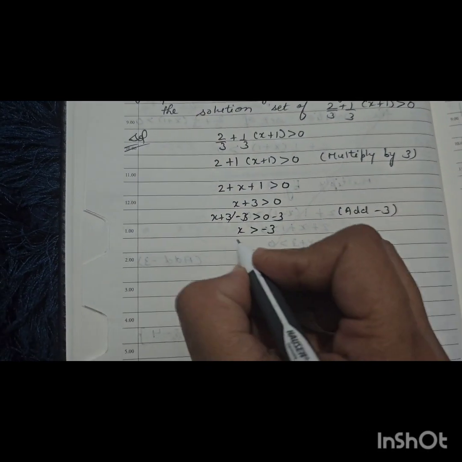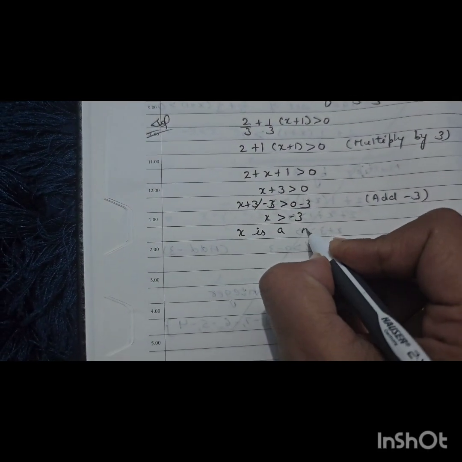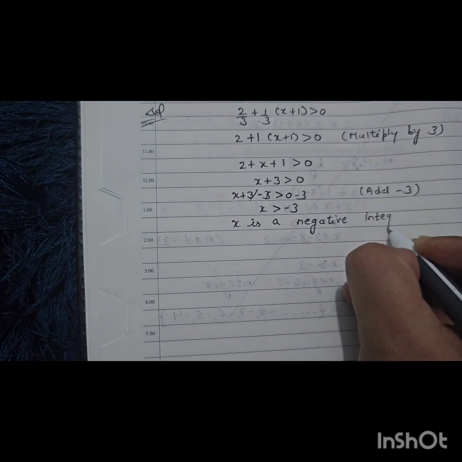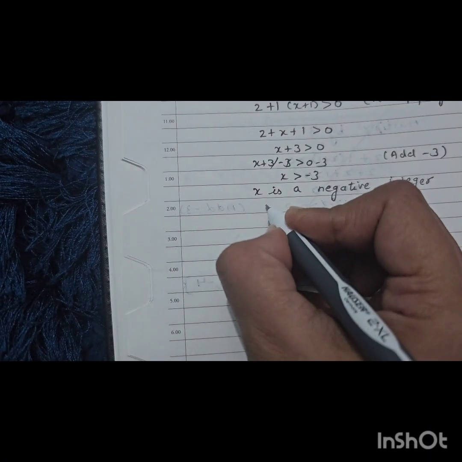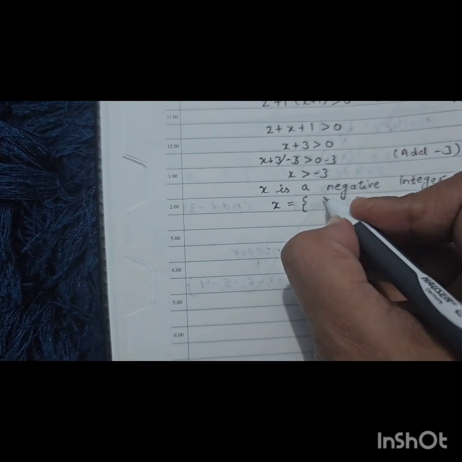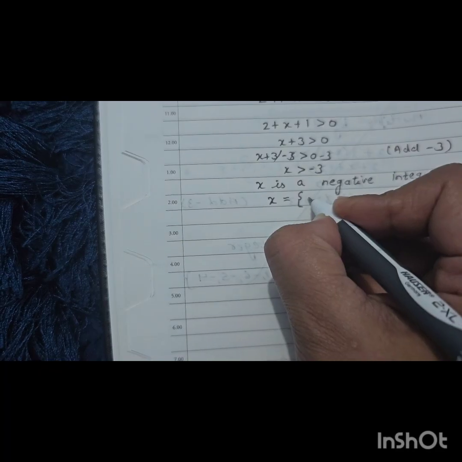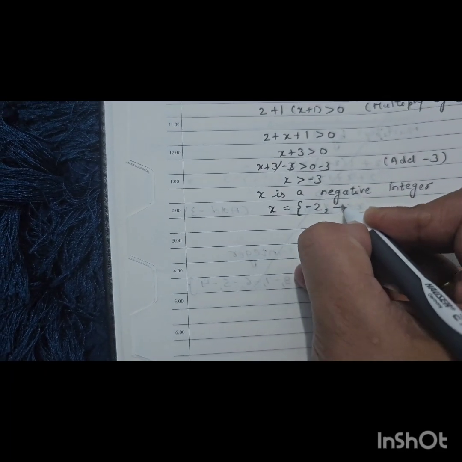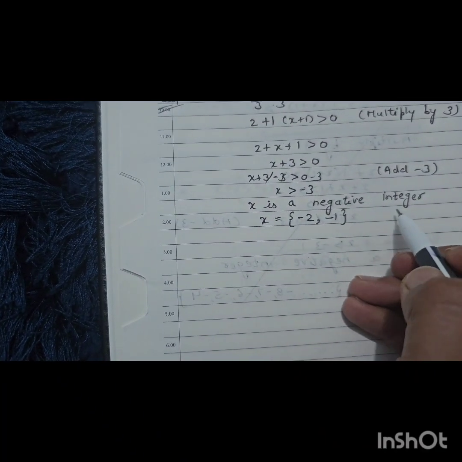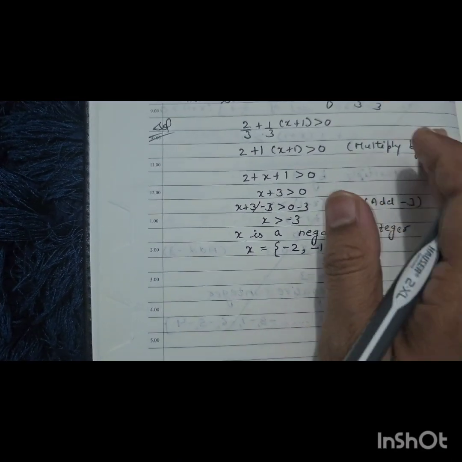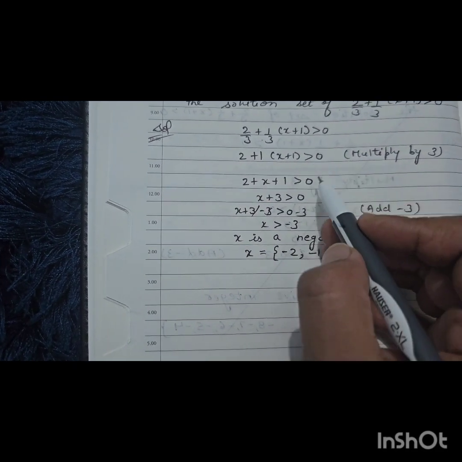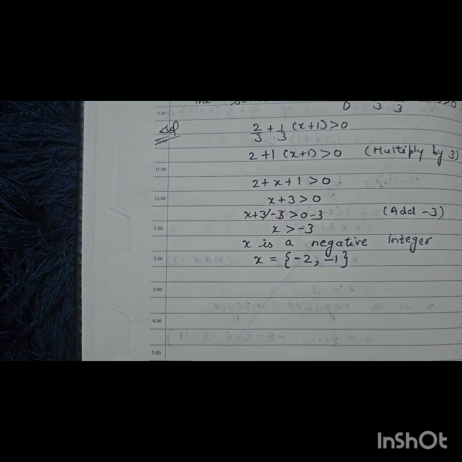And in question it is given x is a negative integer. So what are the values of x? Negative integers are greater than minus 3. So greater than minus 3 will be minus 2 and minus 1. Okay, 0 and positive integers will not be included because in question it is given. Any problem? I think you don't have any problem if you will see the steps carefully.